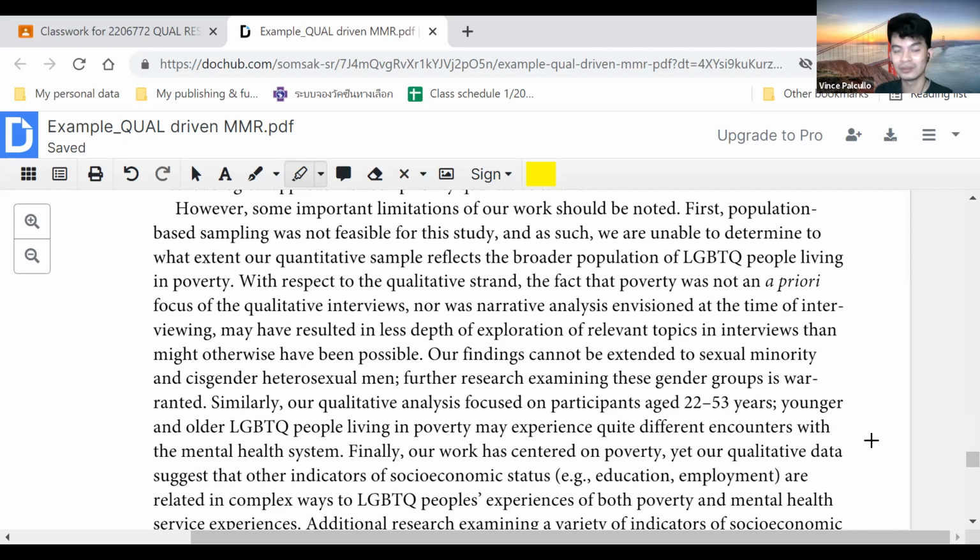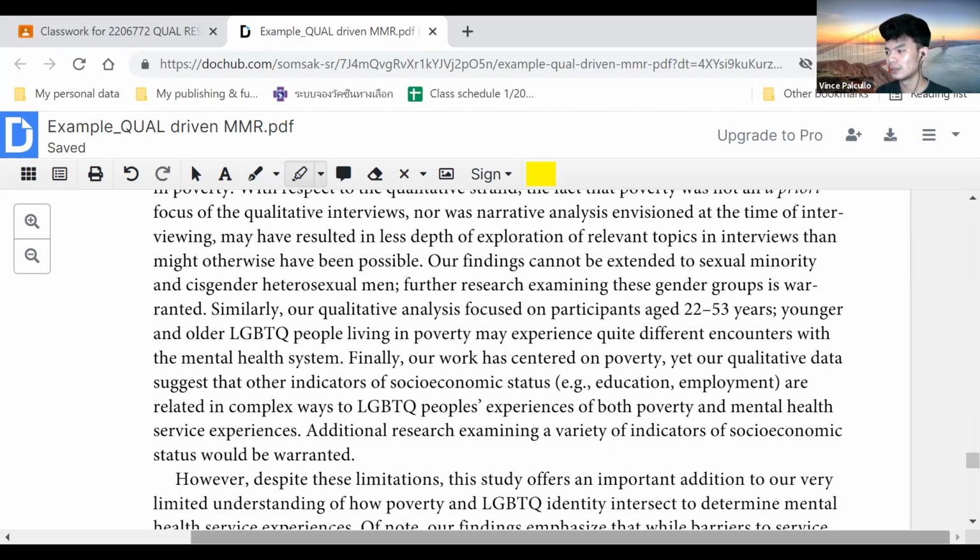Yes. And with that also, their findings cannot extend to sexual minority and cisgender heterosexual men, because I think in the parent survey they just focused on transgender and transgender women. But I don't know if they did not include it, or there is... I think they did not include the cisgender heterosexual men. Yeah, good. Yes. And again, they can't cover or study every type of LGBT.